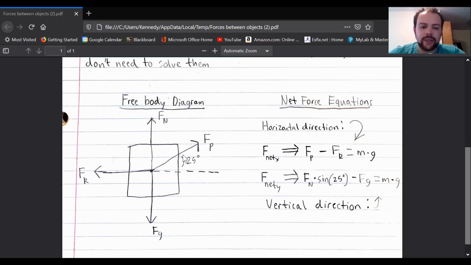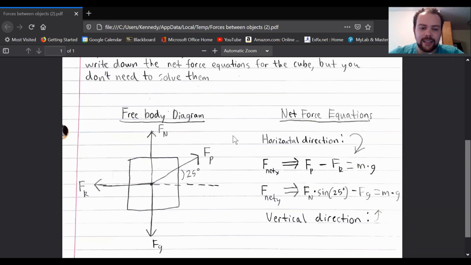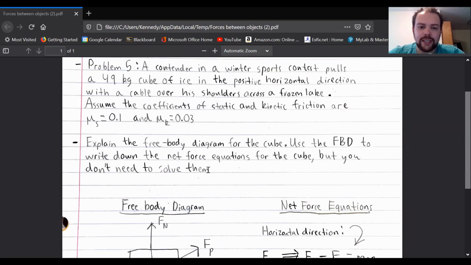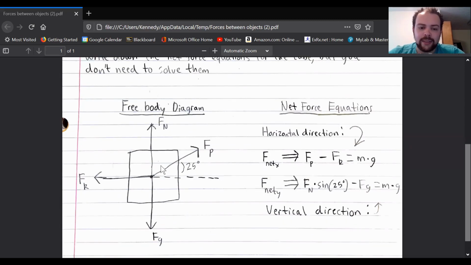Next, we can find that kinetic friction is opposite to the way that the cube is being pulled, because it says in the problem it's being pulled in the positive horizontal direction, which would be to the right in this case. So the force of friction would be in the opposite direction, which is negative, to the left. And then the pulling force would be at an angle of 25 degrees. That wasn't given in the statement of the problem, but the picture in Expert TA shows that it's being pulled up at an angle, just like this.